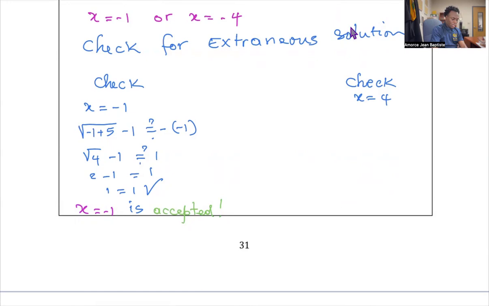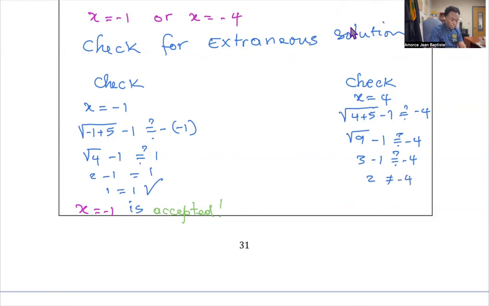Then we're going to check for x equals 4. That's the square root of 4 plus 5 minus 1. We want to know whether it is -4, right? So that is square root of 9 minus 1. Is it -4? So that's 3 minus 1. Is that -4? That's 2. That's not -4.